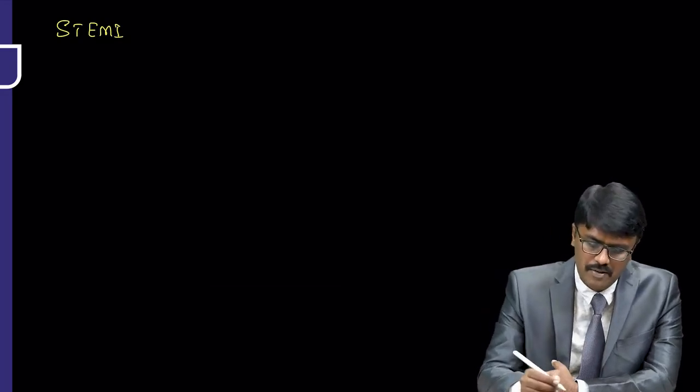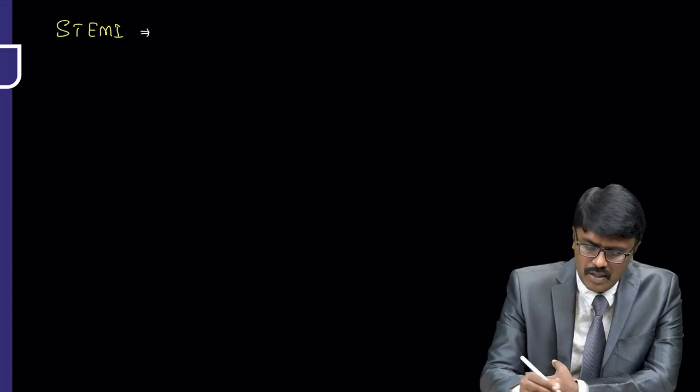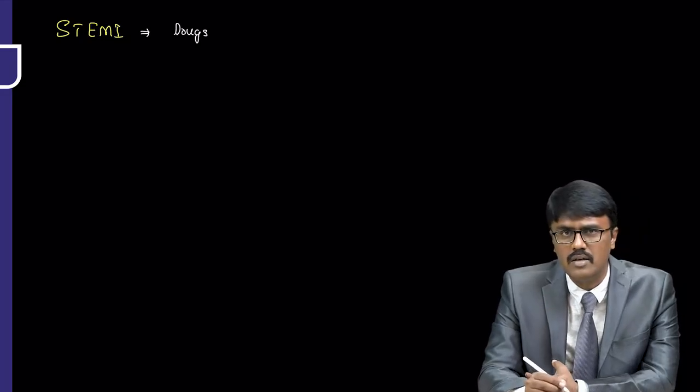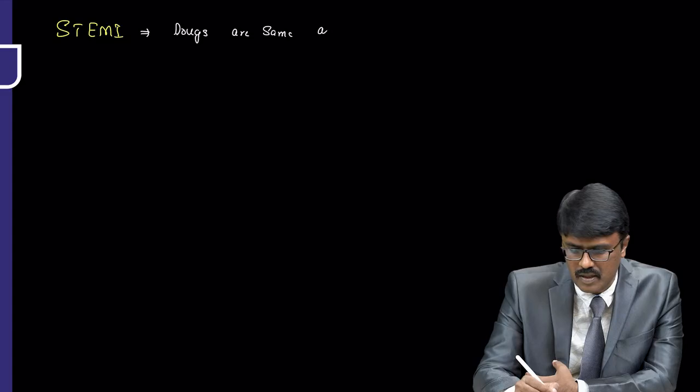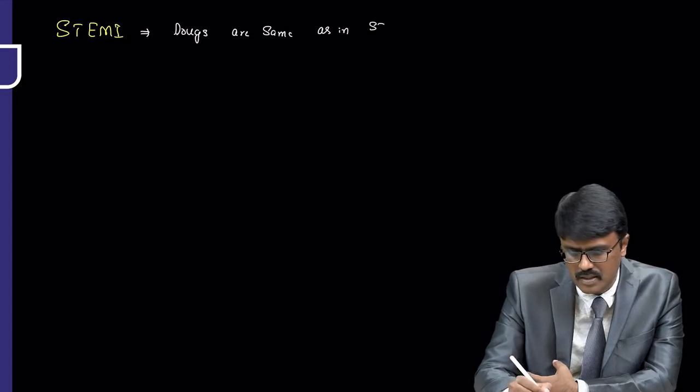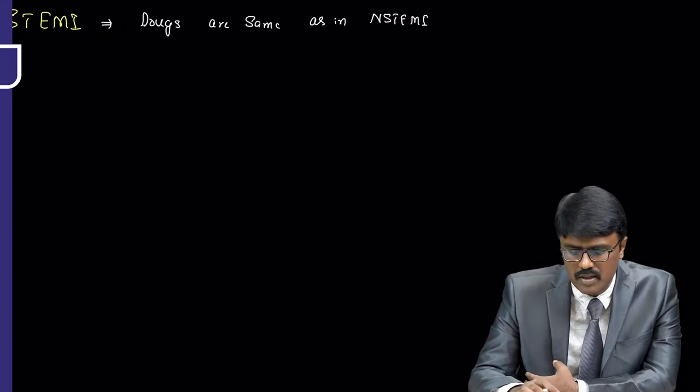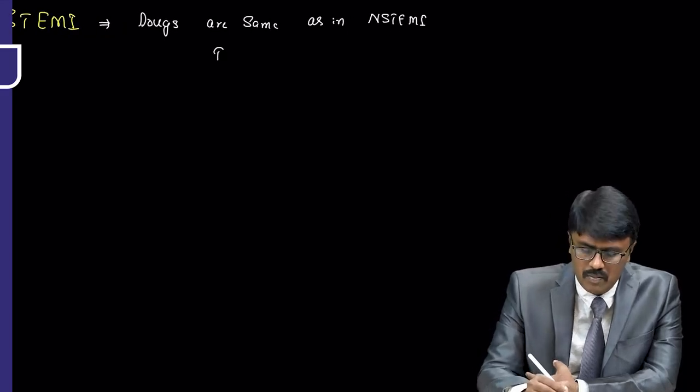In ST elevation MI, whatever we give in unstable angina and non-ST elevation MI, the drugs are the same. The same drugs are used as in non-ST elevation MI. What is important is thrombolytics. Should we use thrombolytics or not?